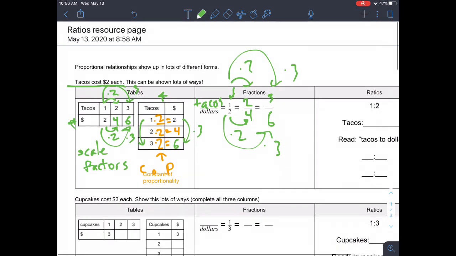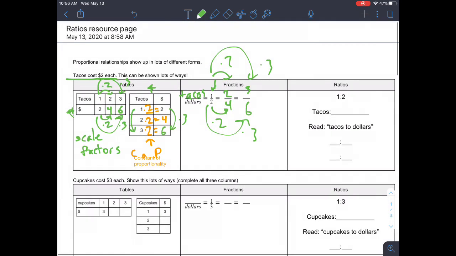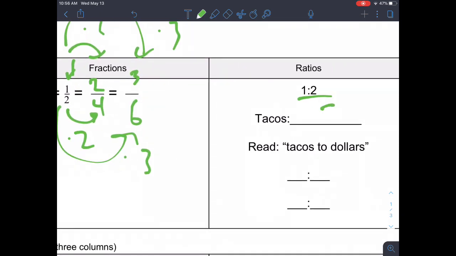So one other way that we write out ratios is this third one on the far right, ratios. And that says 1 to 2. We just read it as 1 to 2. So that's tacos to dollars. We see it's written right there. And we can do the same thing. So 2 tacos is $4. 3 tacos to $6. We do the same math calculation.